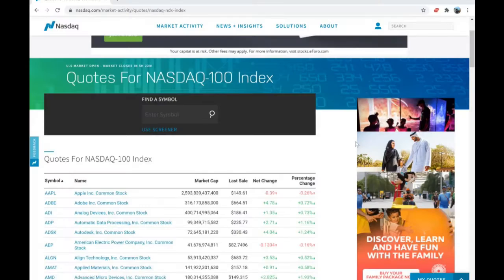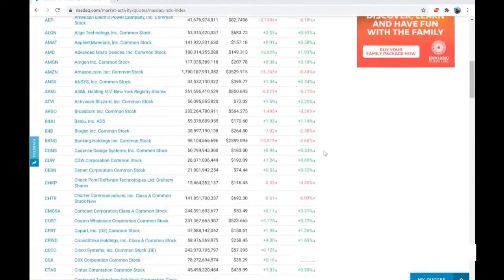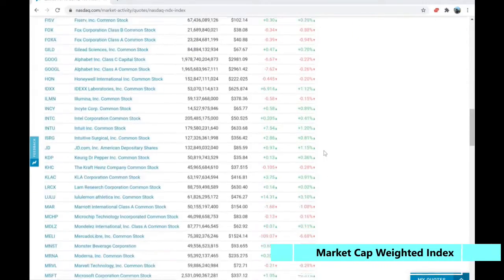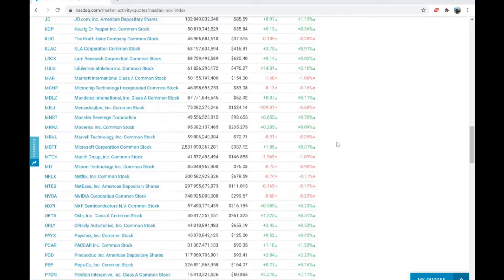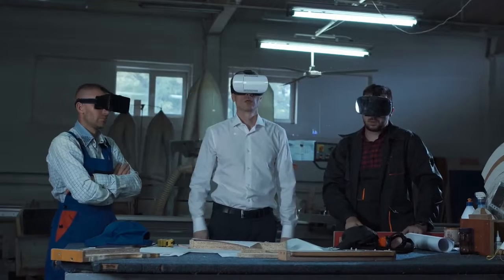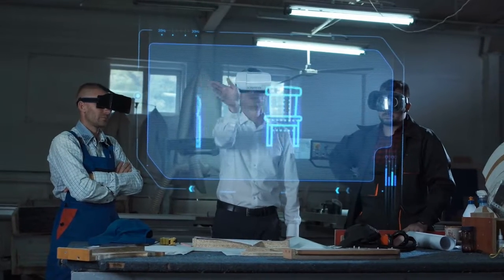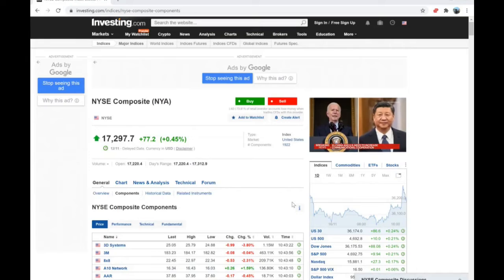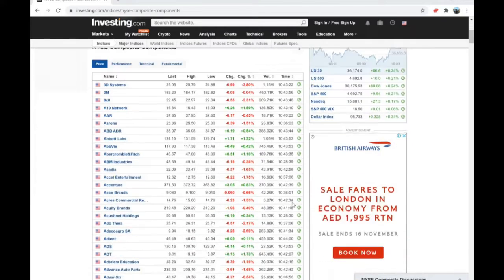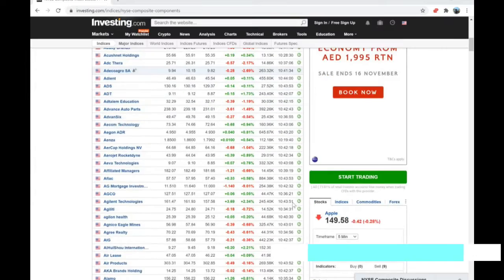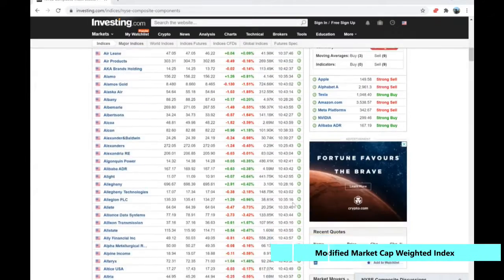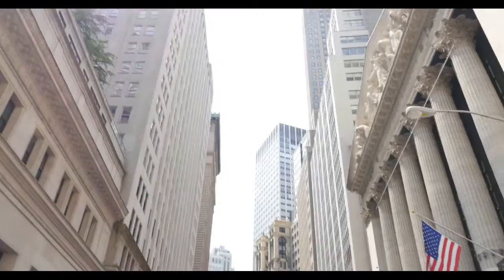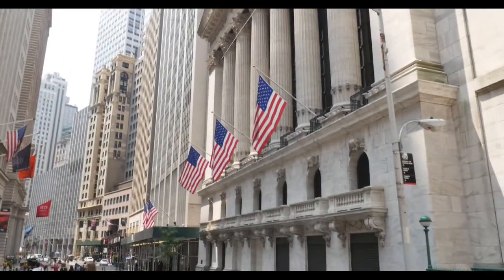We also have the Nasdaq 100, which is market cap weighted and tracks the performance of 100 of the largest and most actively traded technology-focused stocks on the Nasdaq Stock Exchange. Although the Nasdaq covers many different industries, they generally lean towards tech. And finally, a noticeable mention goes to the New York Stock Exchange Composite Index, which is a modified market capitalization weighted index, which tracks the performance of all stocks traded on the New York Stock Exchange.